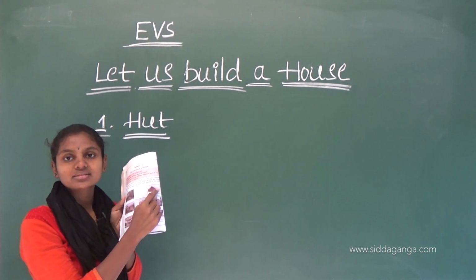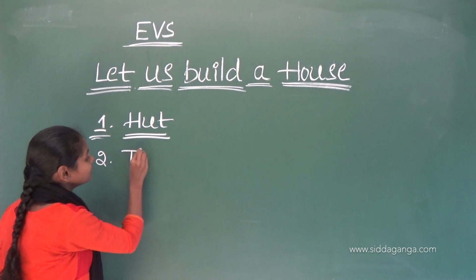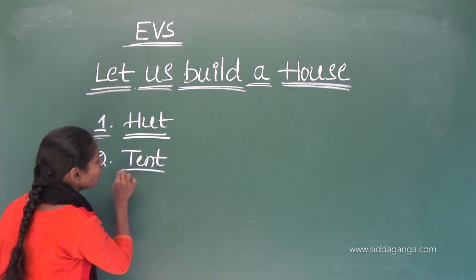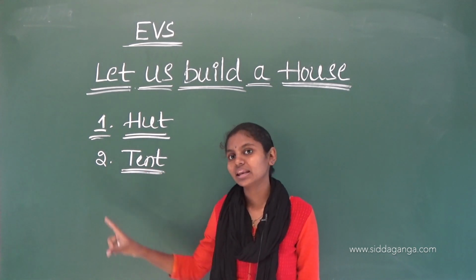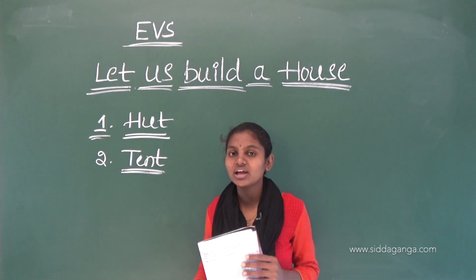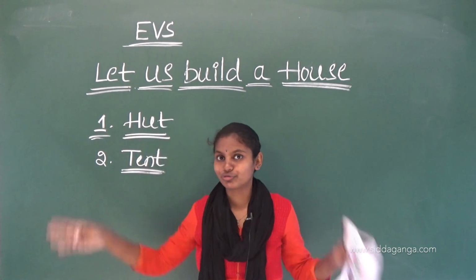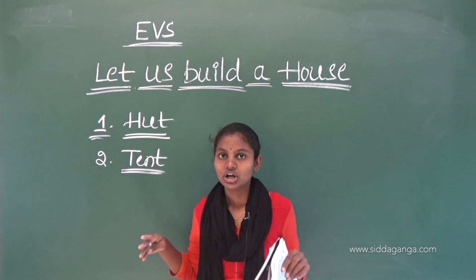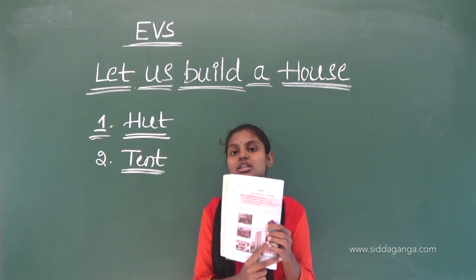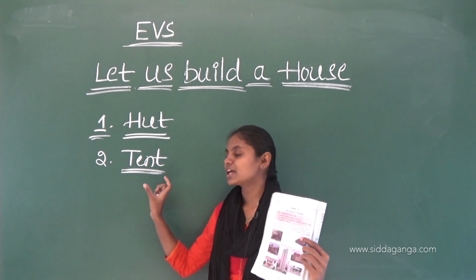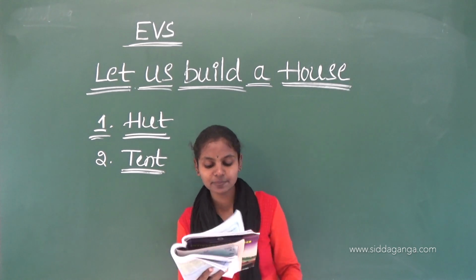What is this? This is tent. Second one is tent. Tent means what? We can see tents when we go on a picnic or a trip. Tents are temporary roofs or temporary houses for the people. So the second picture is tent. You have to write tent in the space provided below that picture. Understood this? Next, move on to the third picture.